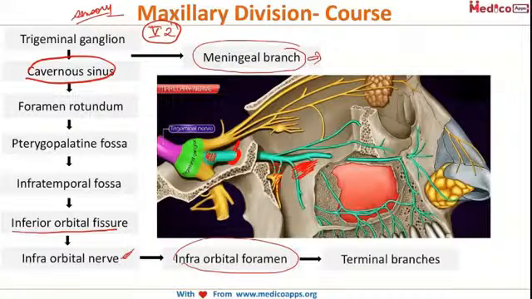Okay, so this was a brief overview of the course of the maxillary division, and within each of these areas the maxillary division gives out some branches. Now let's look at some branches. So okay, first branch we have already learned, that is the meningeal branch, which is an intracranial branch of the maxillary division. Now next, after it exits, it will give out some branches within the pterygopalatine fossa.